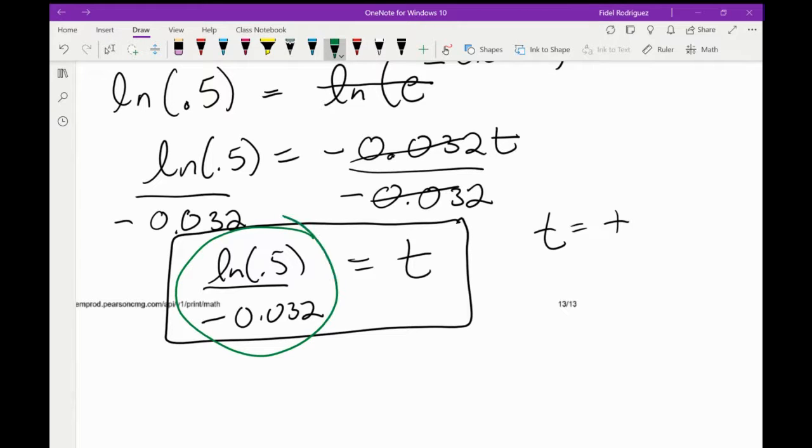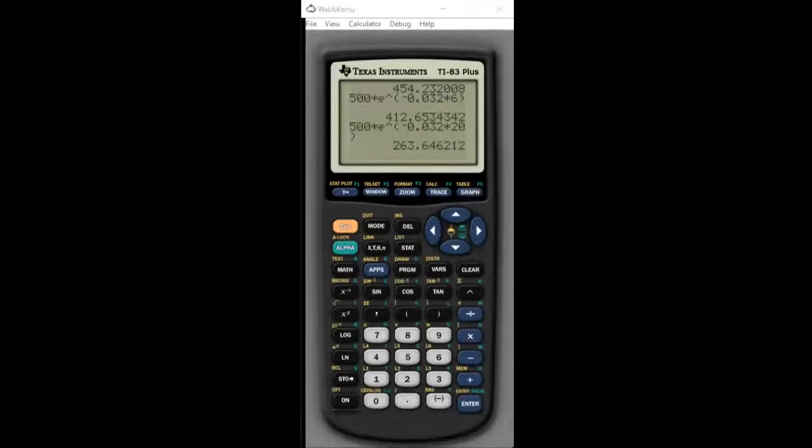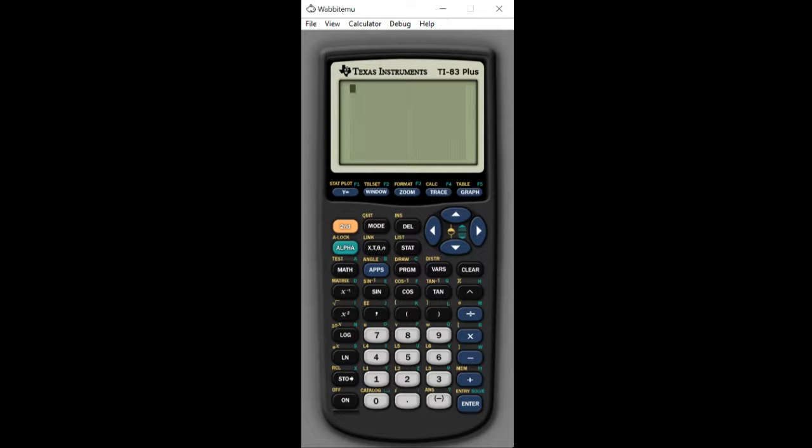This right here is what I'm going to type into my calculator. Okay, so let me stop doing this part and let me pull up my calculator so you can see what I'm going to do. First thing I'm going to do, y'all, I'm going to clear my screen and type in the ln of 0.5. So here's my ln button directly to the left of number 4. Notice how it opened up parentheses for me. So I'm going to type in 0.5, close them off, and divide by a negative 0.032. And I'm going to hit enter.